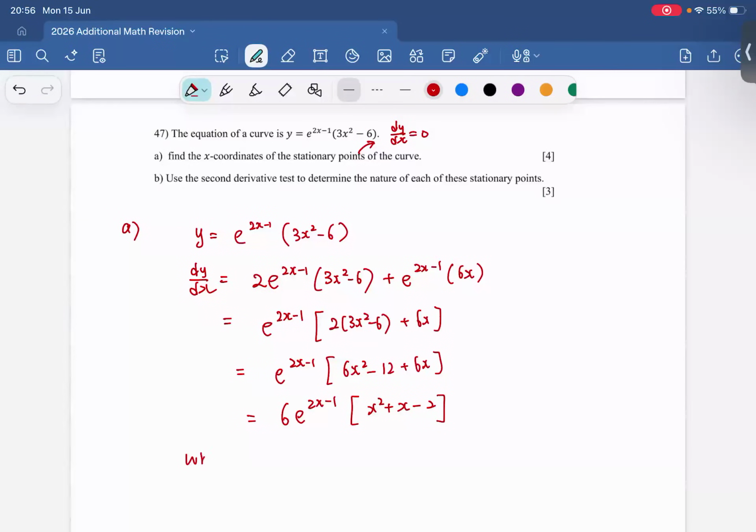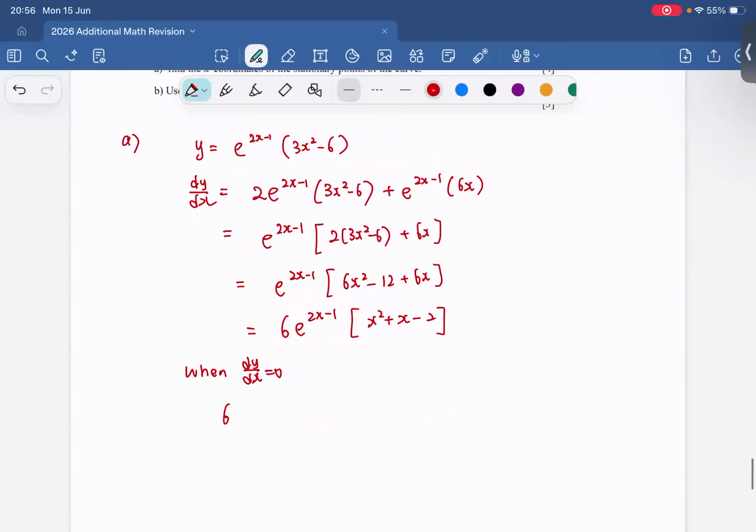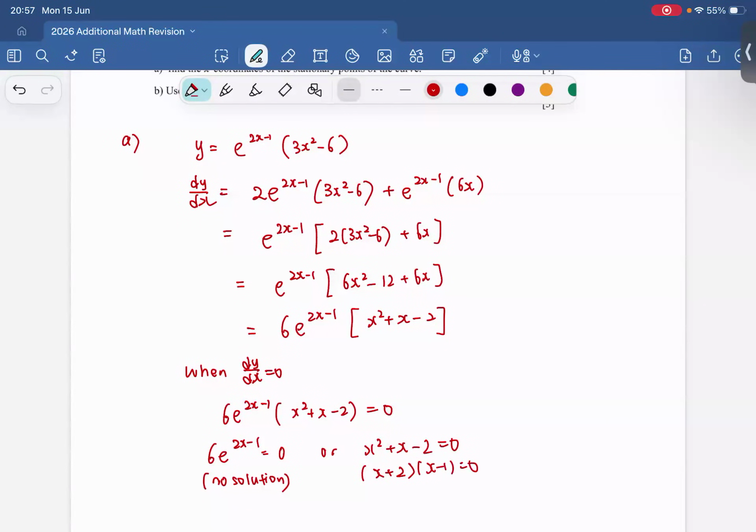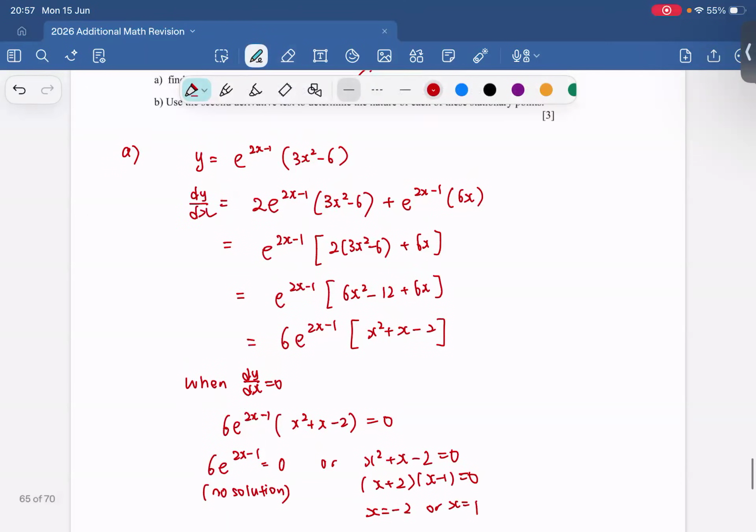Okay, find the x coordinate of stationary point. Stationary point means when dy dx equals to 0. So when I have something times something equals 0, I say this equals to 0 or this equals to 0. However, e to the power of anything cannot be equal to 0. So this one has no solution. Okay, then this one you factorize. So x equals to -2 or x equals to 1. Okay, so that is part A.